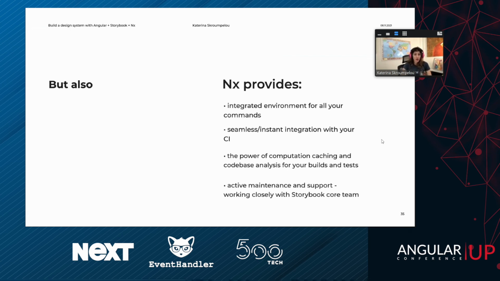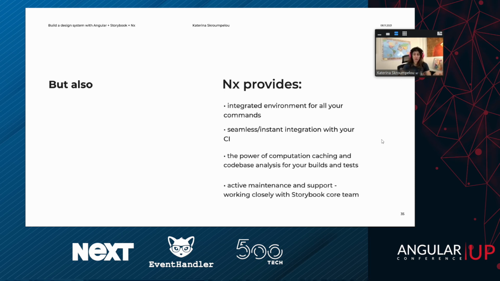What's more, Nx provides an integrated environment for all your commands. Storybook has a CLI as well, but if you're using Nx, you don't have to go to the trouble of learning how to use the Storybook CLI from scratch. You can just use the Nx CLI because it's an integrated environment and you don't have to remember many commands. Also, we have Nx Console, which is a graphical user interface for the Nx CLI, which makes things just clicking buttons. Also, it provides seamless, instant integration with your CI.